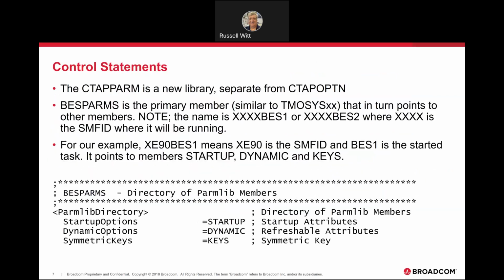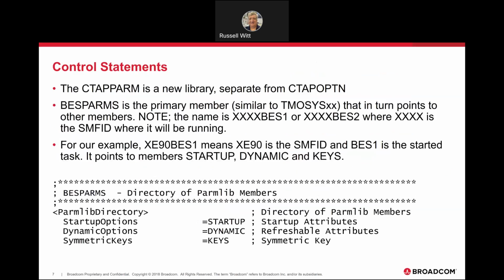Now there is a whole new set of control statements for the tape encryption feature of CA1. There's a new CTAP PARM separate from CTAP OPTN. The CTAP options still have all of the CA1 options in them. CTAP PARM is going to have the tape encryption control statements in them.